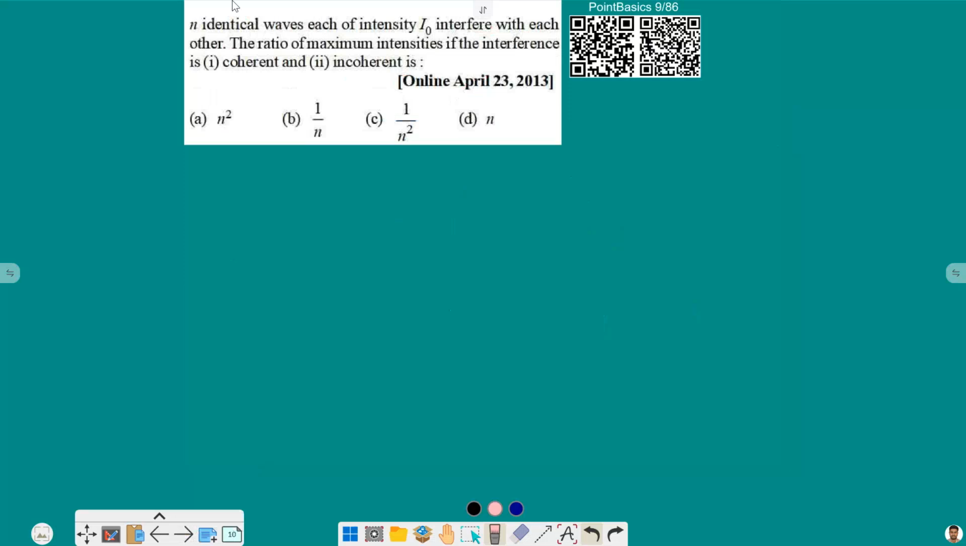N identical waves of intensity I node interfere with each other. The ratio of maximum intensity in the interference, when the waves are added coherently to when they are added incoherently, is asked.